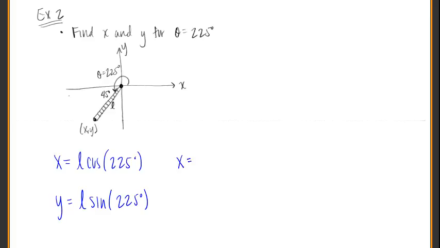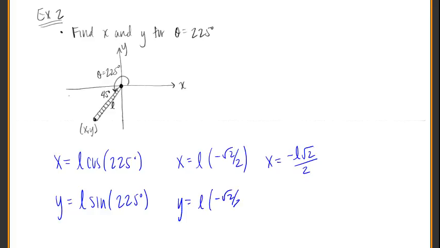Okay, again, 225 degrees we definitely know. For the x value, it's in quadrant 3, so it's going to be negative. It'll be negative square root of 2 over 2. So x is negative L square root of 2 over 2. And the y value is going to be the exact same thing, because in quadrant 3, the y values are also negative.